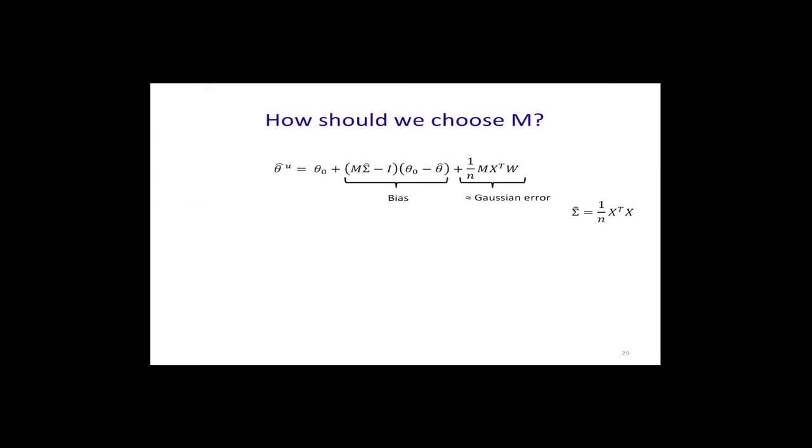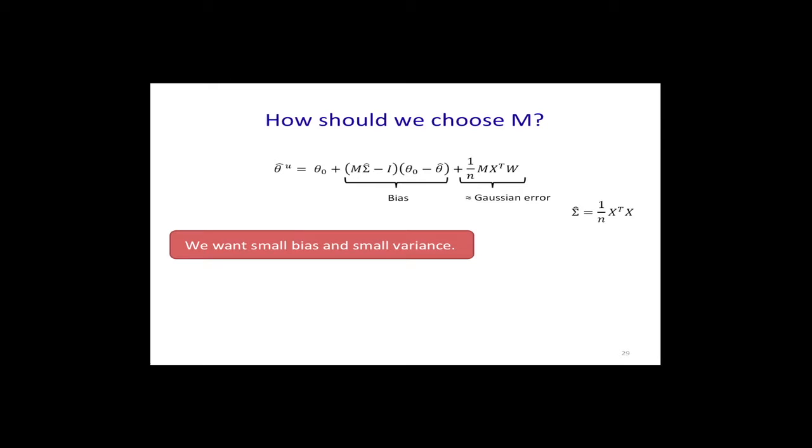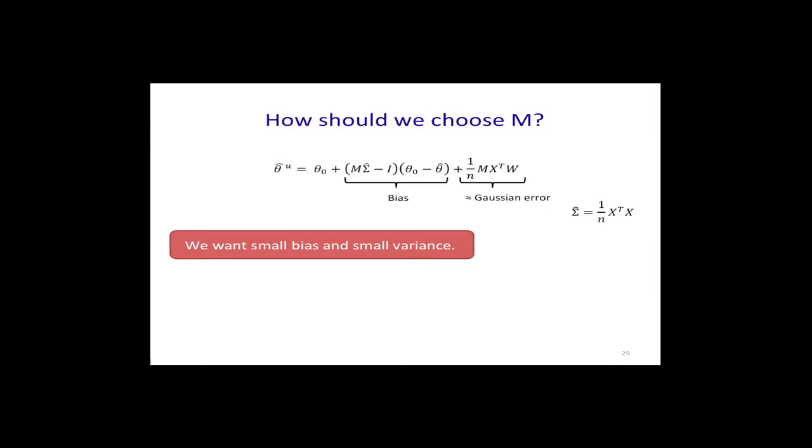Now, how should we choose the matrix M? Well, what we need is a small bias and also small variance, because the variance of the error term is actually controlling the length of the confidence interval. Now let's say that you are in the low-dimensional case, so n is much bigger than p. Then what can you do? Well, in this case, sigma hat is full rank, because it's a p by p matrix of rank n, and n is bigger than p. So you can take M to be the inverse of sigma hat.